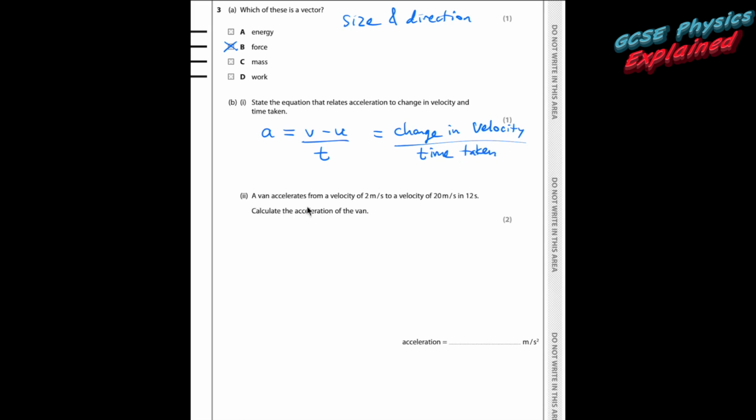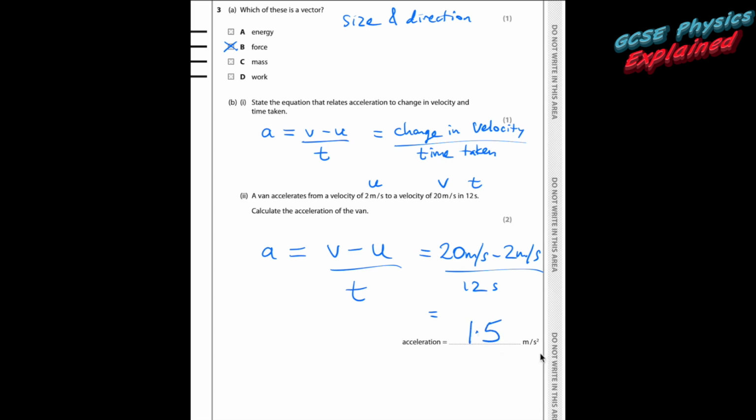Part 2. A van accelerates from a velocity of 2 meters a second, so that's U, the initial velocity, to a velocity of 20 meters a second, so that's V, the final velocity, in 12 seconds, so that's T for time. Calculate the acceleration of the van. Right, A equals V minus U over T. The final velocity was 20, take away the initial velocity which was 2, and it took 12 seconds for that change to happen, and that comes out as 1.5 meters per second squared.